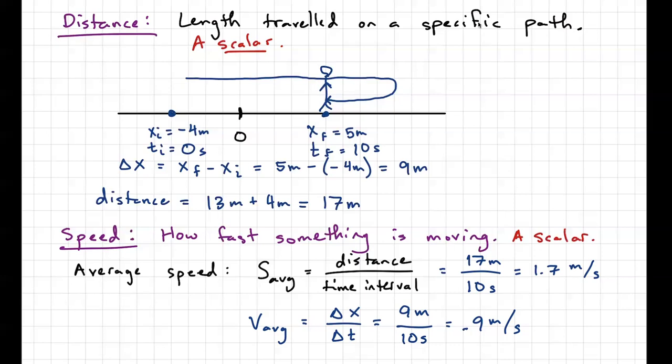It's only telling you something about how fast. It doesn't tell you anything about direction here. They're always going to be positive. So distances and speeds will always be positive. They're just magnitudes, whereas displacements and velocities can be positive or negative depending on the direction of the motion.